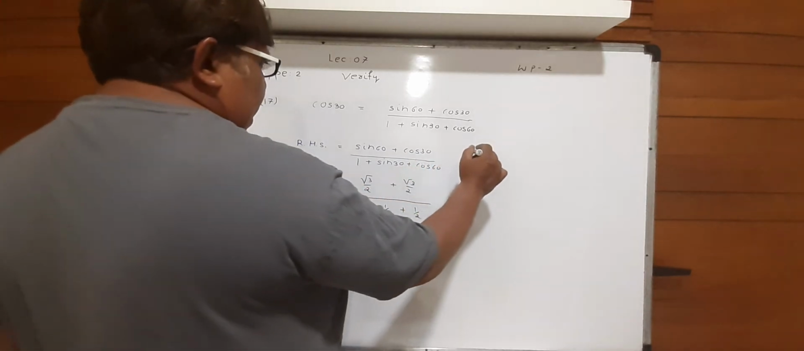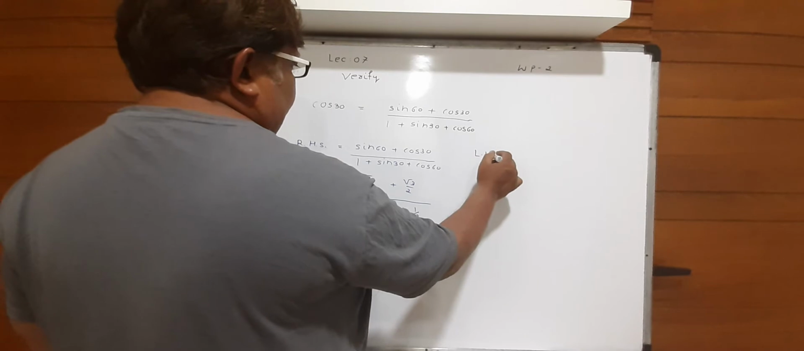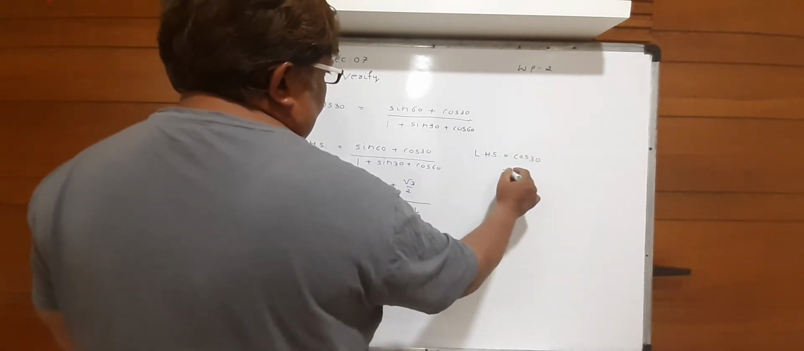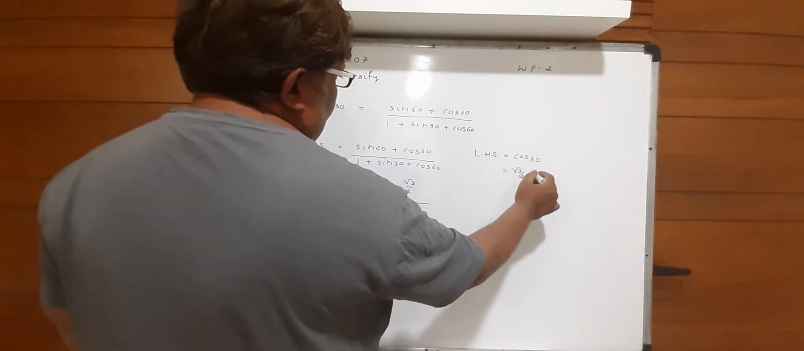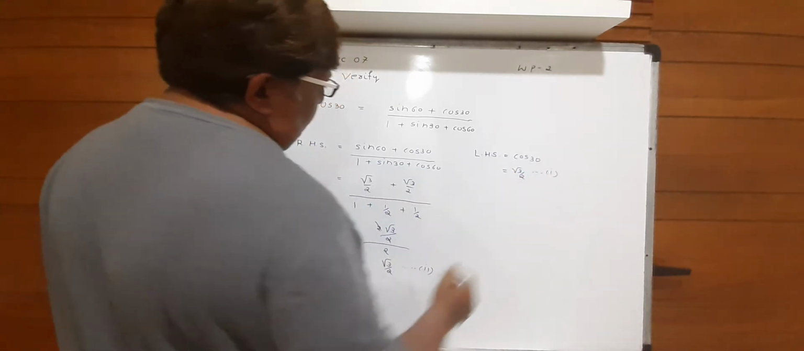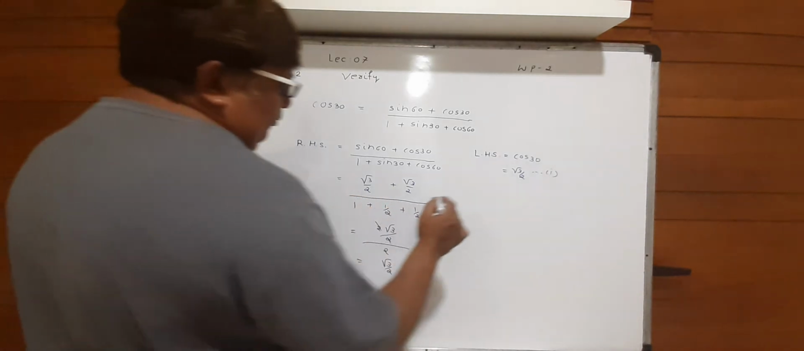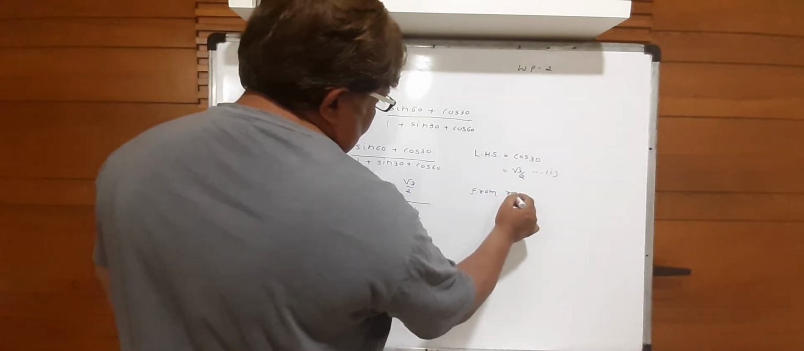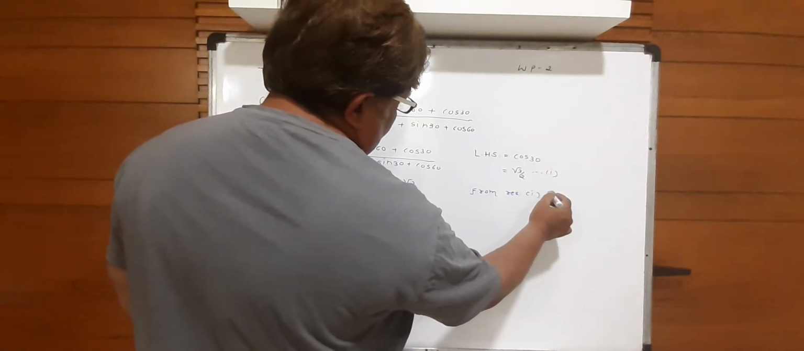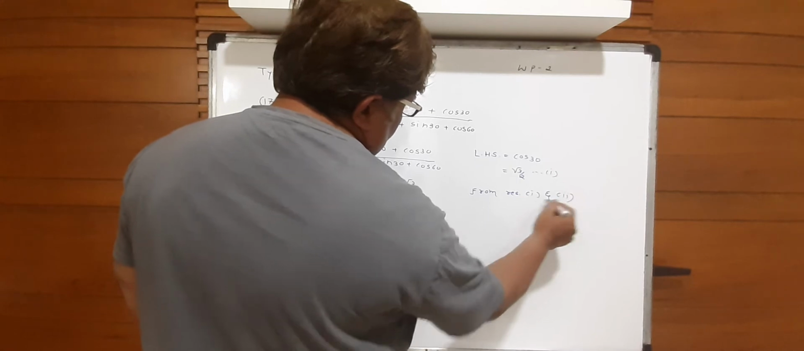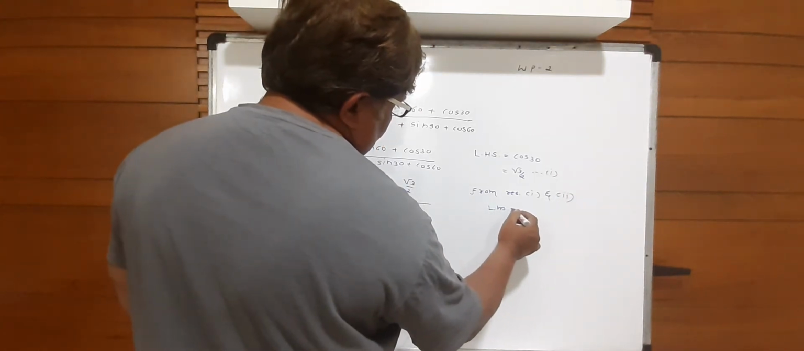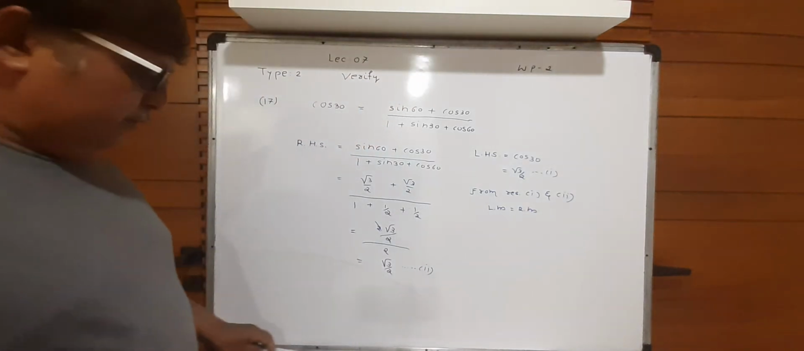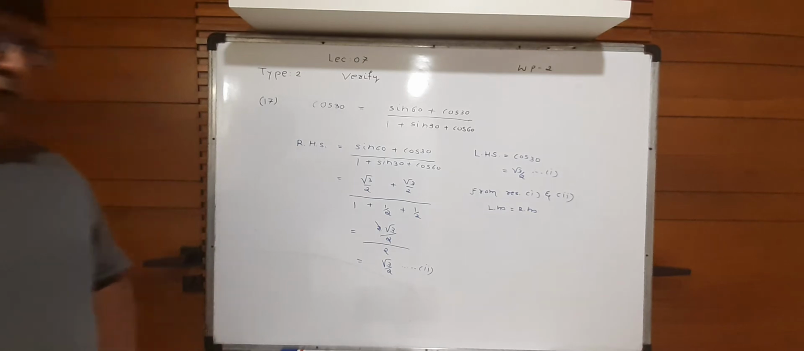Now result number 1, so you know very well, LHS. That's equal to cos 30. What is the value of cos 30? Root 3 upon 2, result number 1. So simply you got both the results. You can write from result 1 and 2, LHS equal to RHS. It is verified. Understand, from result 1 and 2, LHS equal to RHS.